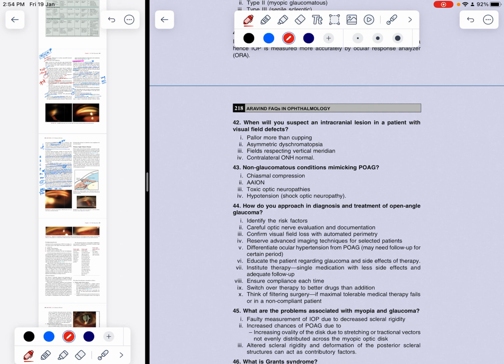Now we have to look into other causes for visual field defects apart from glaucoma. If there is pallor more than cupping, asymmetric disc, chromatopsia, fields respecting vertical meridian, contralateral optic nerve head normal. These are the conditions when we will suspect intracranial lesions with visual field defects. Quite a high yield topic. Non-glaucomatous conditions mimicking POAG: chiasmal compression, AION, toxic optic neuropathy, hypotension. Must know.